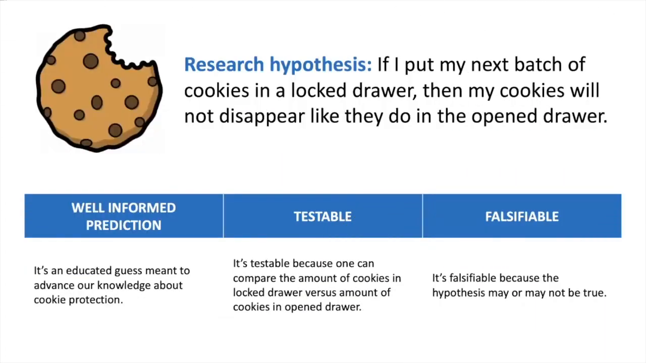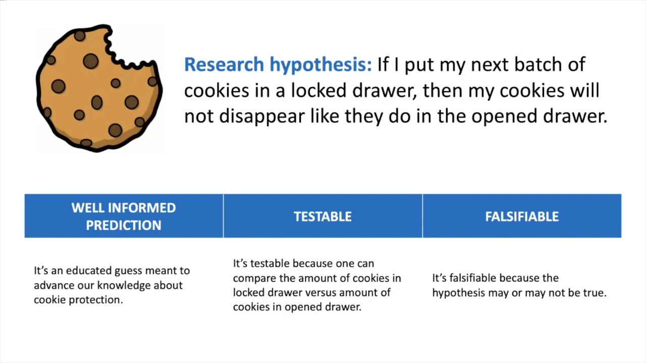Now let's take a look at that same research hypothesis. I'll repeat it. If I put my next batch of cookies in a locked drawer, then my cookies will not disappear like they do in the open drawer. This is a good research hypothesis because it is a well-informed prediction, is testable, and it's falsifiable. It's a well-informed prediction because it's an educated guess meant to advance our knowledge about cookie protection.